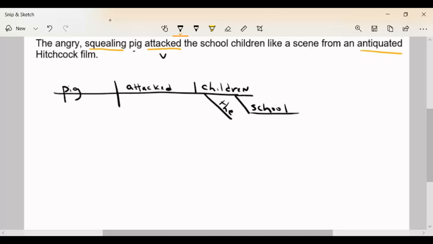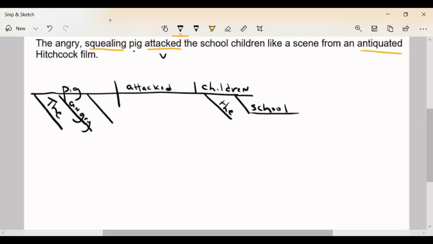And then I have the angry squealing pig. Well, prior to this, I'm just going to extend my line. We would simply have these little adjectives and determiners. We'd say the right here. Nothing wrong with that. Here's angry. And then we would do the word squealing, except squealing is no longer an adjective. It's a participle because at the heart of it is the verb to squeal.